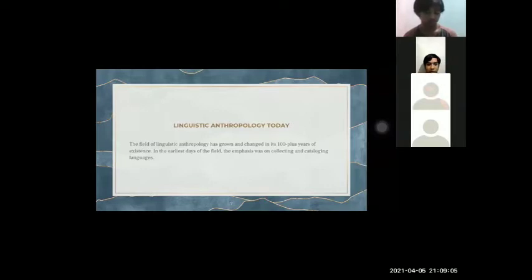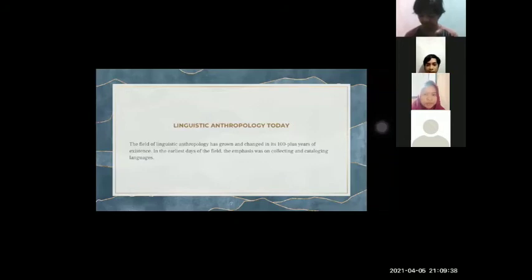My name is Irmawati. I will explain about linguistic anthropology today. The field of linguistic anthropology has grown and changed in its 100-plus years of existence. In the earliest days of the field, the emphasis was on collecting and cataloging language. Working to move beyond racist theories of language evolution, linguistic anthropologists stress the difference among language, race, and culture.